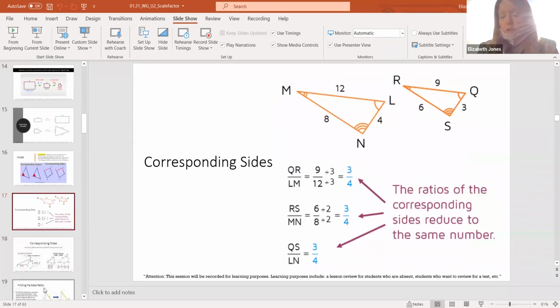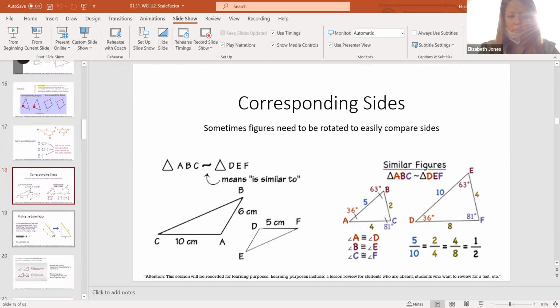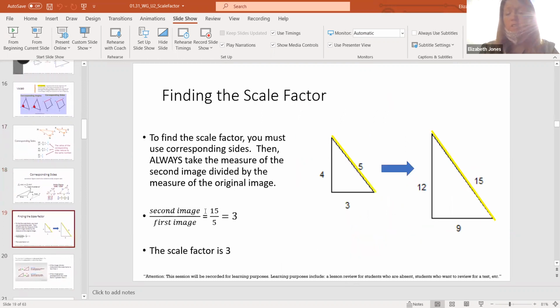Right here, another great example of finding corresponding sides and then finding the scale factor. Remember, it's the second shape over the first shape. So they took QR over LM. Why did they take QR over LM? Because QR is the second shape. Second shape over first shape. Here's a great slide on corresponding sides, just what we went over. I love this visual, second image over the first image.